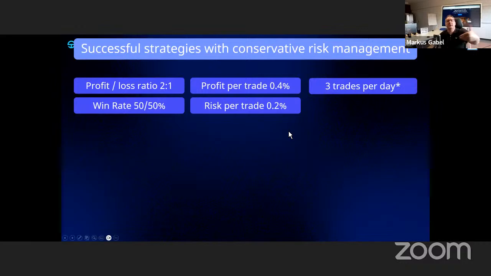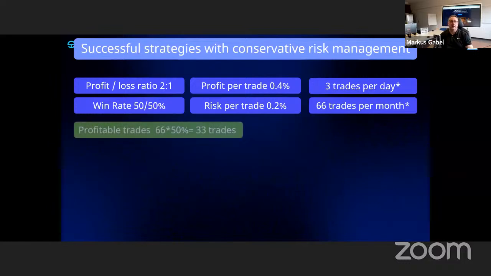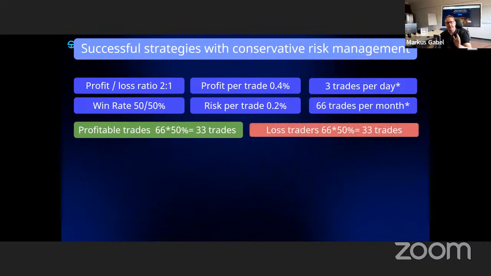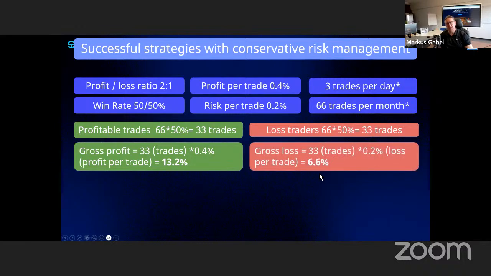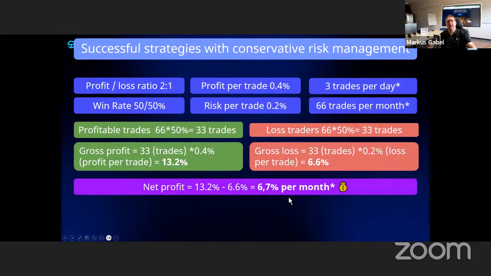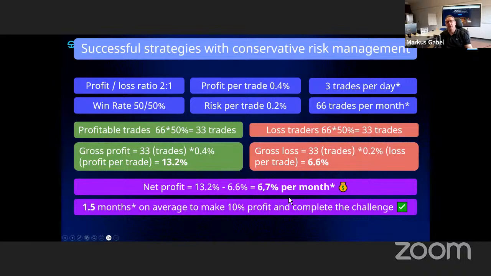Yeah, but let's say we want to make money every day. That means we have 66 trades per month. So 33 trades are profitable, 50-50, and 33 are losses or losers. So we have a ratio of 2 to 1, 0.4. We made 32%. We made losses of 6%. At the end, we make 6-7% per month. So after 1.5 months, you have 10% and complete the challenge.